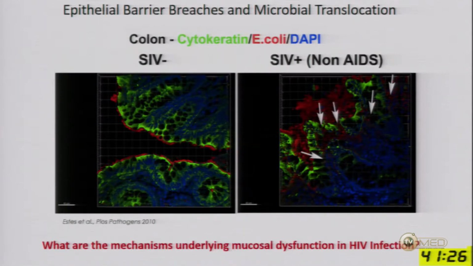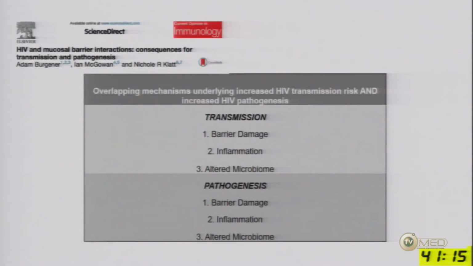The goal of my lab was to understand what the mechanisms underlying this mucosal dysfunction in HIV infection are. Why do you get these breaches in the tight epithelial barrier? We've been hypothesizing for a long time that both in transmission and pathogenesis, which I'm focusing on for this talk, you have several overlapping mechanisms that are all associated with this triad of events that results in morbidities and mortality, including barrier damage, inflammation, and an altered microbiome. I'm going to talk to you about how these are intertwined.